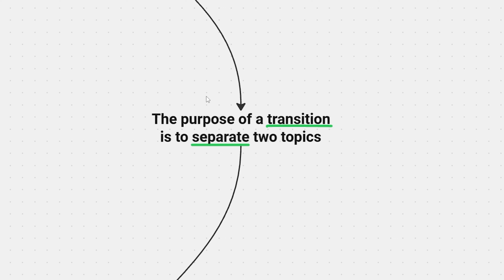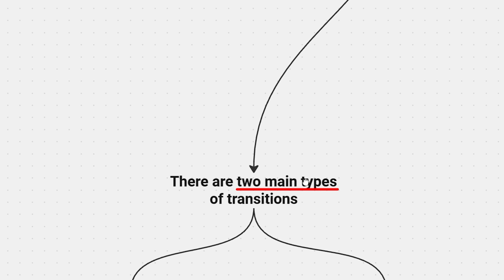The purpose of a transition is to separate two topics or takes in the video. For example, if you are talking about 10 reasons to start a business, there should be a transition between each reason, not between every word. Understand? You are signaling to the viewer that you've finished one point and are moving on to the next.